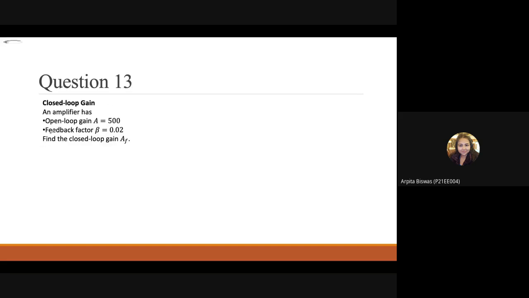Next, question number 13. The question is from closed loop gain. An amplifier has open loop gain A equal to 500 and the feedback factor beta is equal to 0.02. So you have to find out the closed loop gain.